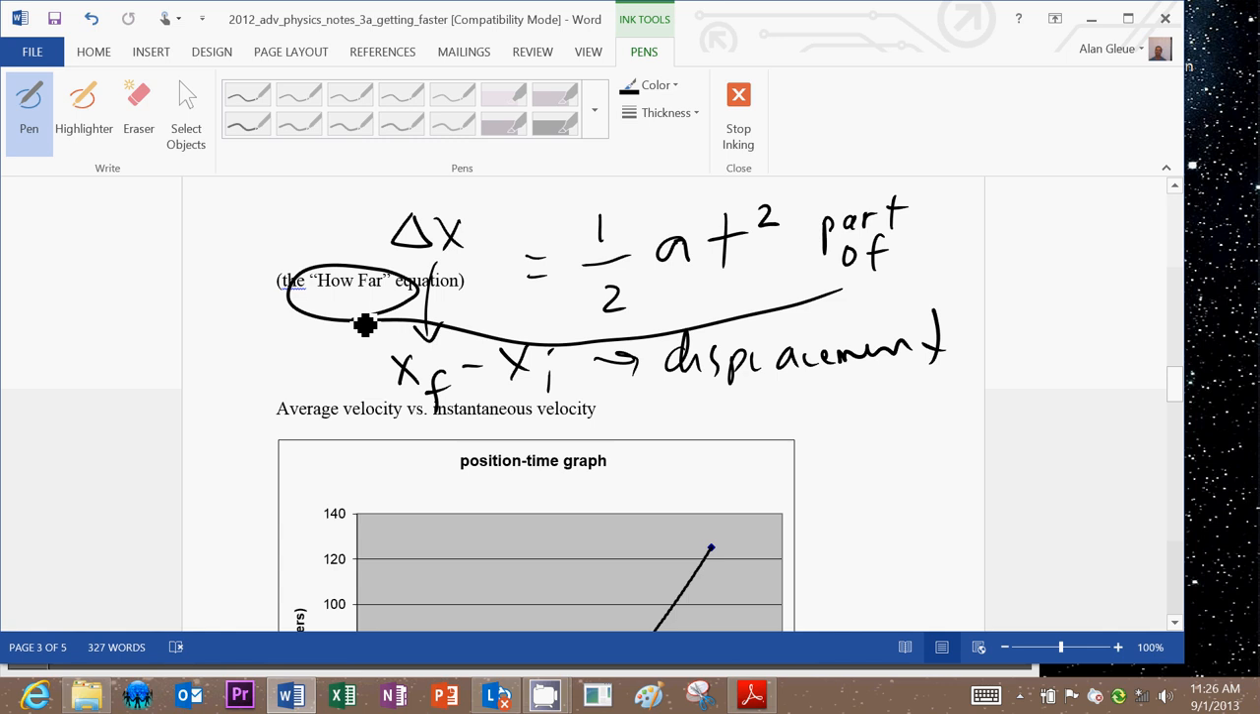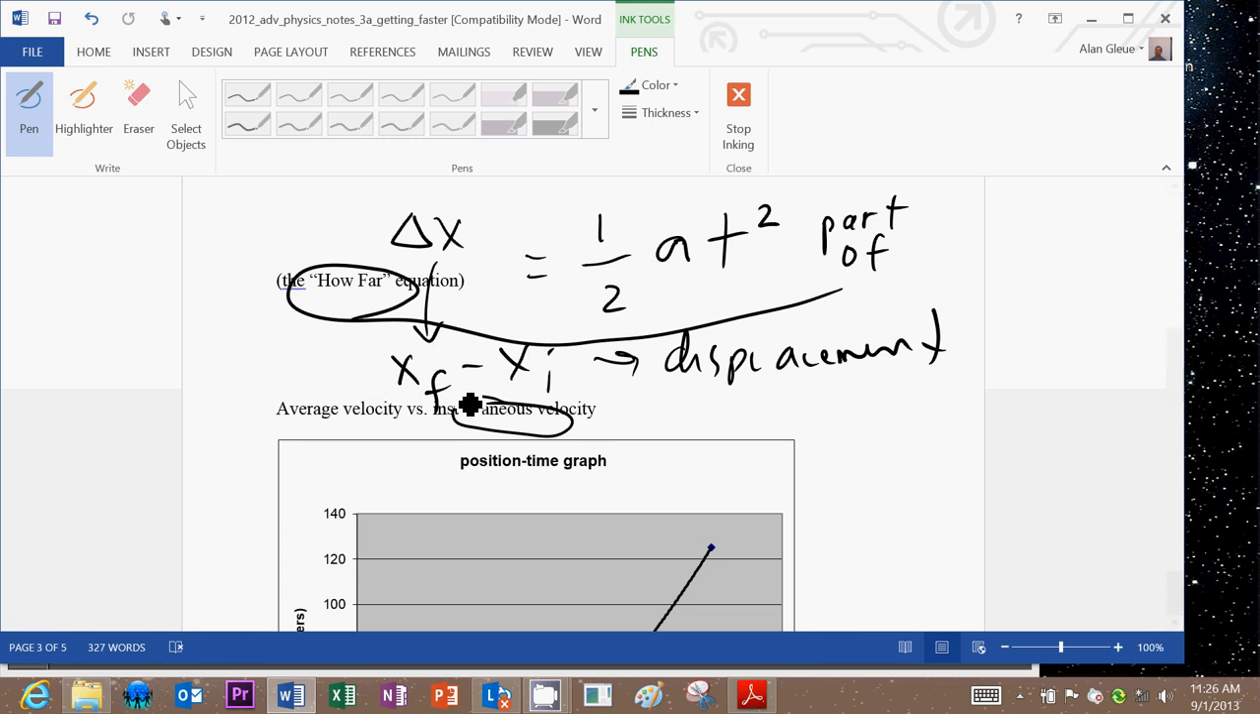But I want to first talk a little bit about instantaneous velocity versus average. So if you're in your car and you're looking at the speedometer, that speedometer is changing. You can look at that speedometer at any given instant and it can tell you how fast you're going. That's instantaneous velocity. But we also have an idea called average velocity.